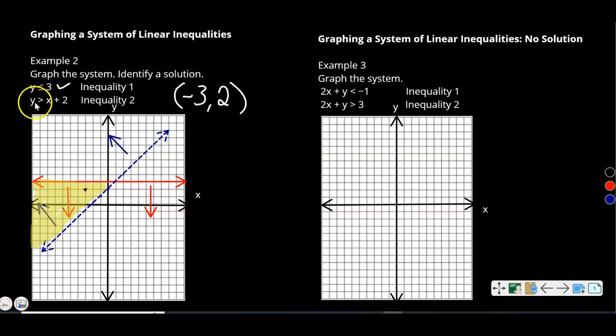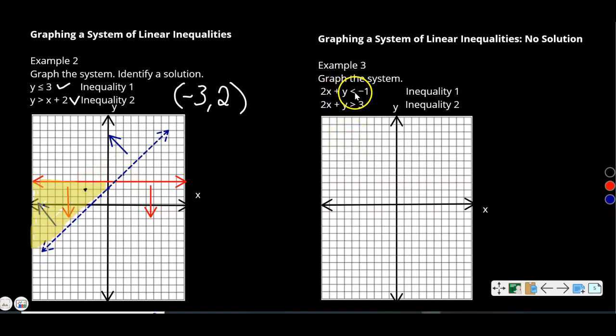And then use the second one. 2 would be your y. So is 2 greater than -3 plus 2? What's -3 plus 2? -3 plus 2 is -1. Is 2 greater than -1? It is. So we have graphed the system and we have identified a solution. Again, everything in this shaded region here is a solution. We just identified one that's in that region so that we could check it.